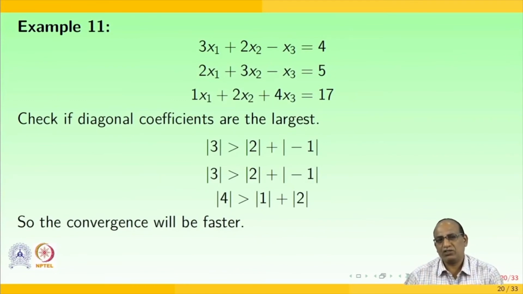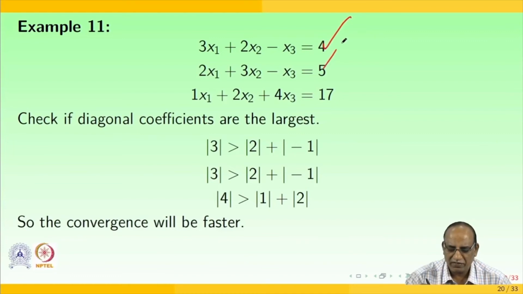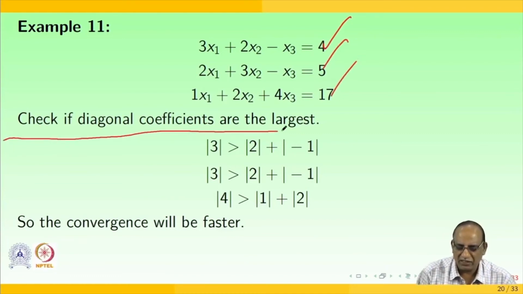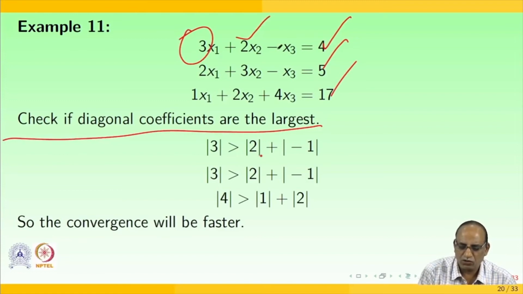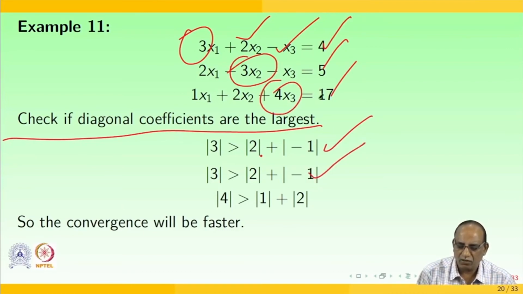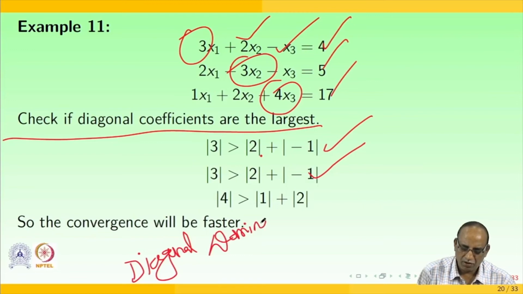In a similar sense, we can do some more examples, especially when the matrices are of special shape. For example, if it is diagonally dominant, what would happen? Look at these 3 equations, 3 unknowns. Check if the diagonal entries satisfy that 3 is greater than 2 plus the absolute value of 1, which is correct. 4 is greater than 1 plus 2. So if you check it, this will satisfy diagonal dominance.